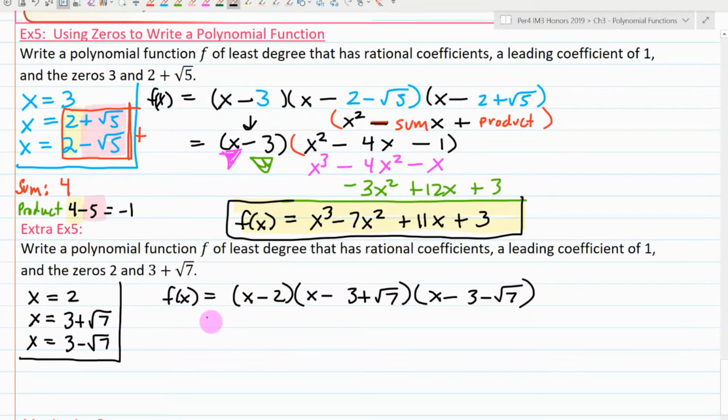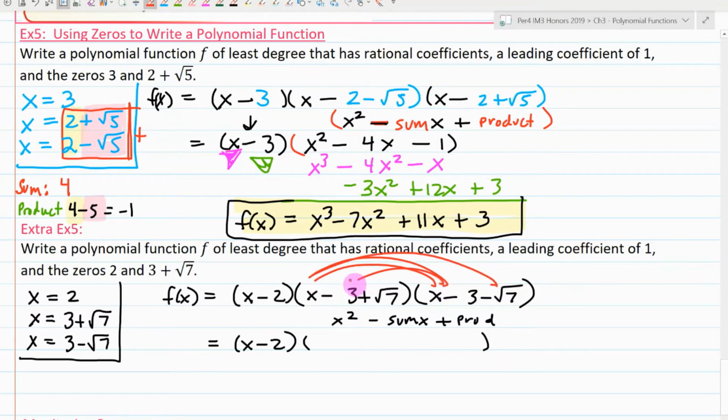For the next part, we will be doing x minus 2. And then remember, this part is going to be x squared minus the sum of x plus the product. Now, if we didn't do this shortcut, you're going to have 3 terms. If we didn't do that shortcut, you would have to take x times all of these, then 3 times all of these, and then radical 7 times all 3 of those. So you would have 9 terms that you would add up all together to get 3 terms.